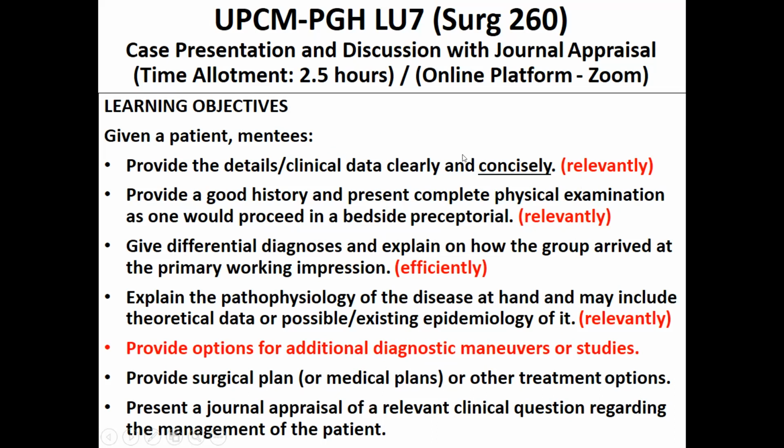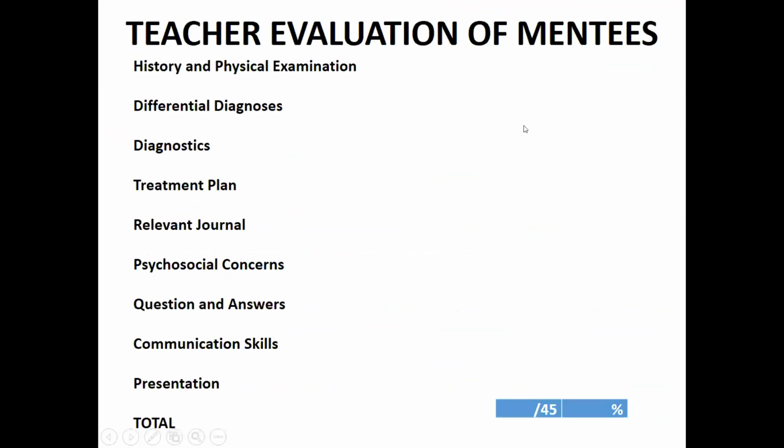Okay, so these were the learning objectives that I got from your curriculum, from your instructional design. So is everything clear? Can we agree on this? Yes, sir. Okay. And then as to how you'll be evaluated, I was given also the list. Okay, so history, physical exam, differential diagnostic treatment plan, relevant journal, psychosocial concern, question and answers. No? So most likely this will be on participation, and then communication skills, and then your presentation. Okay, total of 45 points.